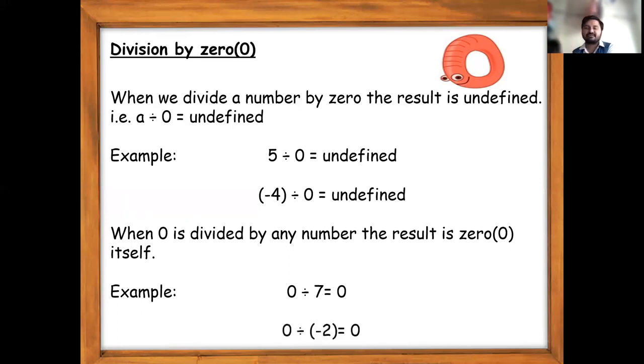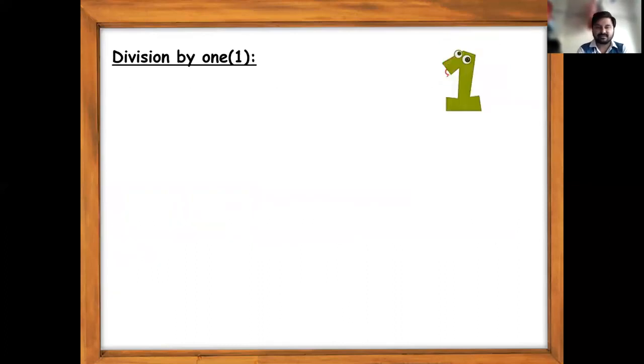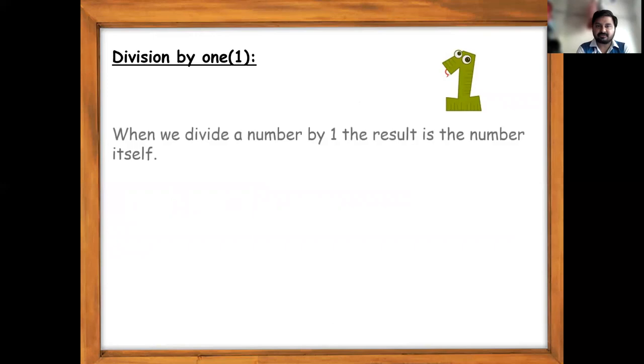And irrespective of the sign of the integer, you will get the answer as 0 whenever you have 0 in the numerator. I hope till this much you all are clear. Any doubt? Excellent. Now let us see division by 1.